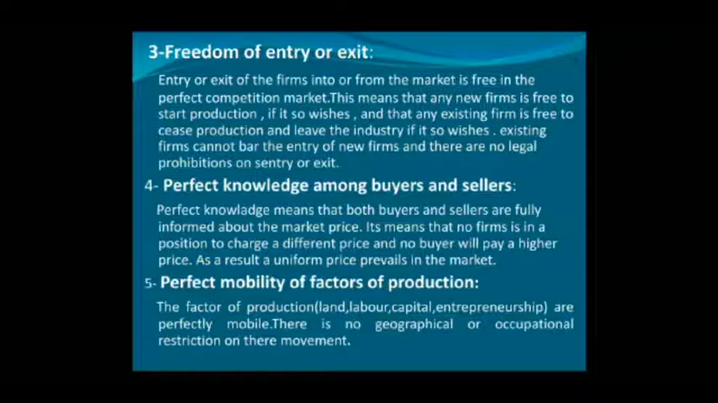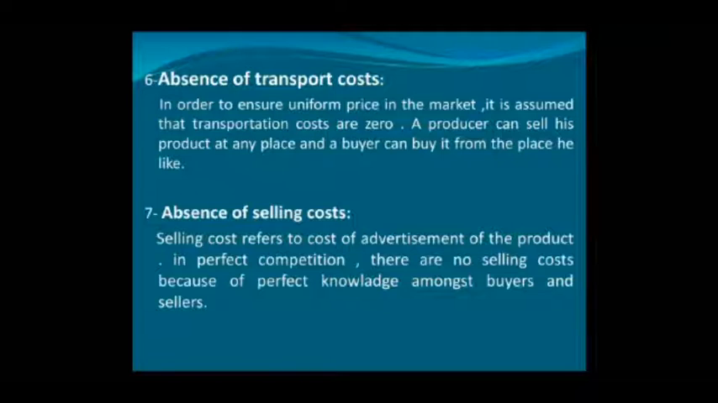Fifth, perfect mobility of factors of production. The factors of production like land, labor, capital and entrepreneurship are perfectly mobile. There are no geographical or occupational restrictions on their movement. The factors are free to move to the industry in which they get the best price. Sixth, absence of transportation cost. In order to ensure uniform price in the market, it is assumed that transportation costs are zero. A producer can sell his product at any place and a buyer can buy it from the place he likes.